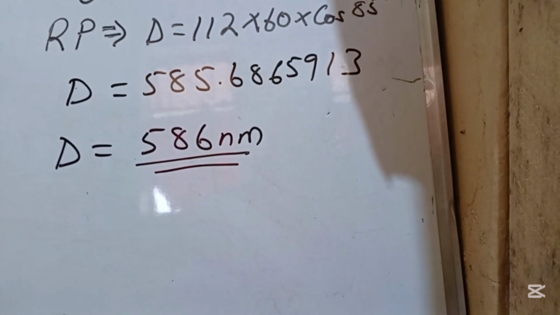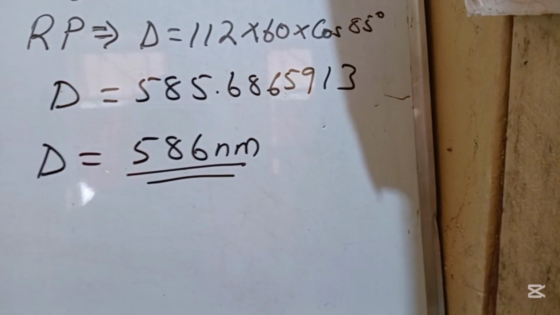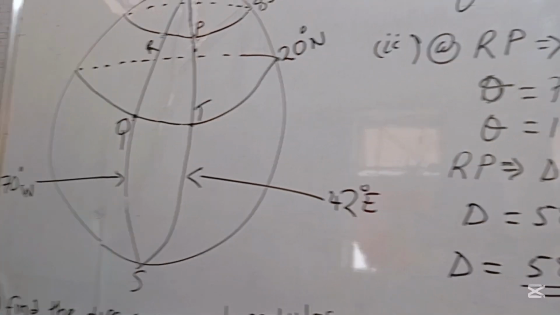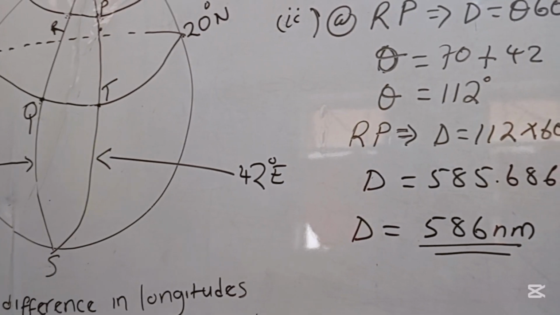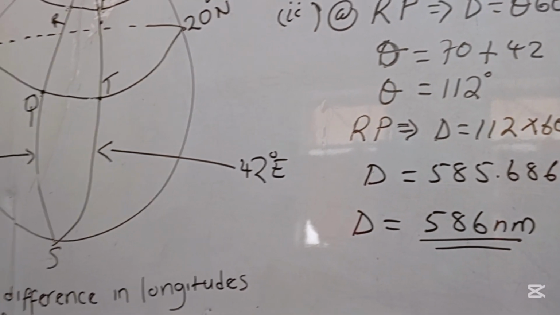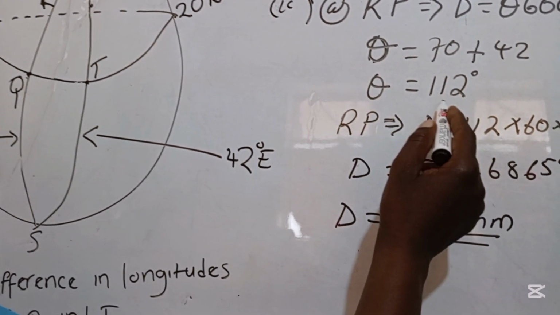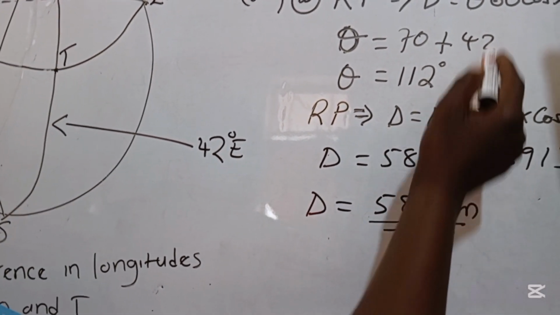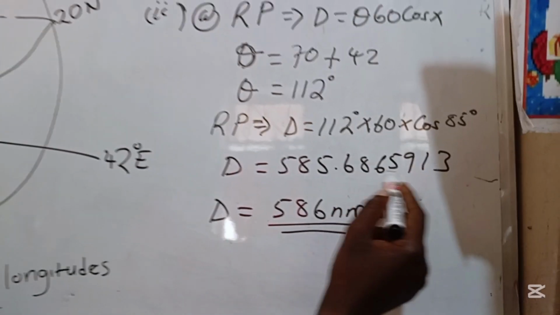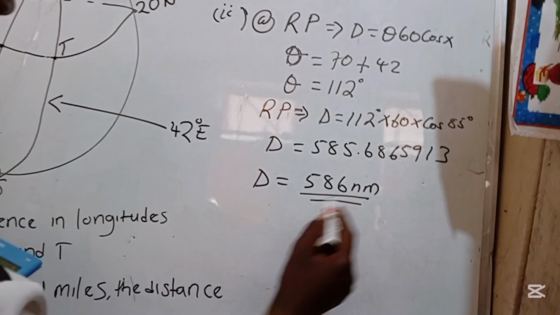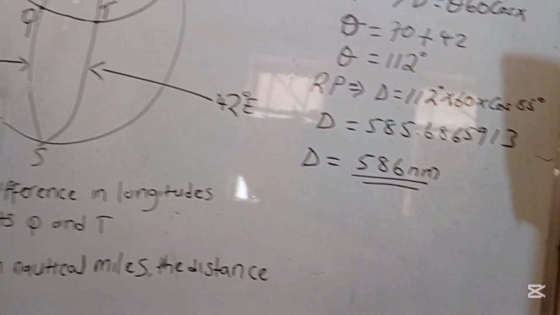So once more, how do you do it? You have to find the difference in longitude between R and P. So that is why we added 70 and 42. From there, you substitute this theta into the formula. The 60 is there, this is 112 degrees which you found, then cos 85. You do the needful and you are going to come up with this one. So ladies and gentlemen, that is my RP, and that's how we find the RP.